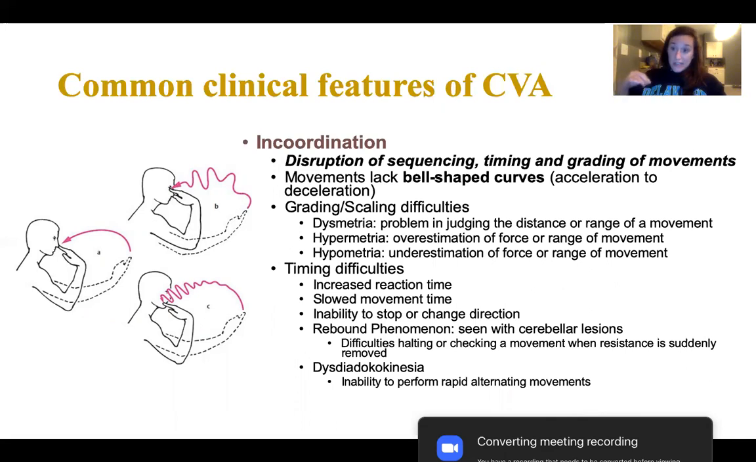Our movements, when we're talking about coordination, are in a bell curve, right? We start slow, we speed up, and then we slow down to make sure we're accurate at the end. We lose that when we have coordination deficits. When we look at coordination deficits, we look at grading and scaling difficulties, and we look at timing difficulties, and there are a lot of different ways that those can show up, which I have listed for you there.